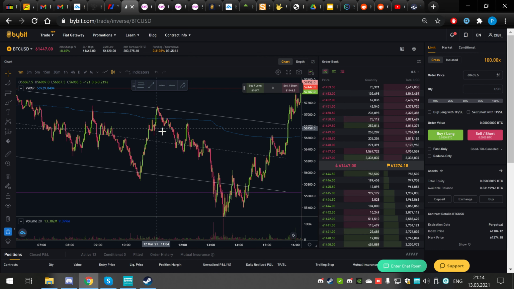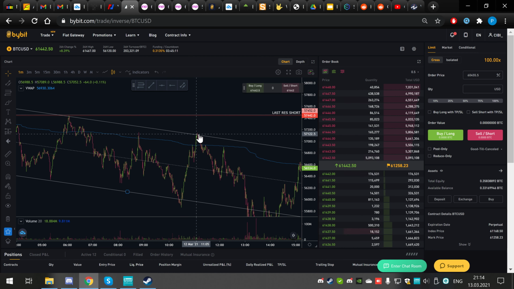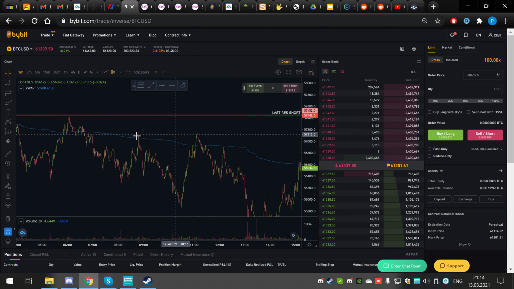And you are going down. Even when we breached VWAP, we had stronger resistance above. So that's why you want to combine tools with your trading. You don't want to just look at VWAP, because without this, you can think to yourself, oh, we're going up, but we are not. There's still a channel there.